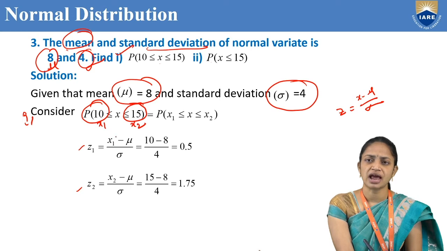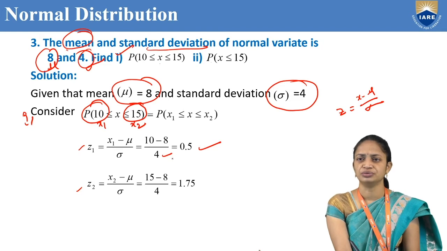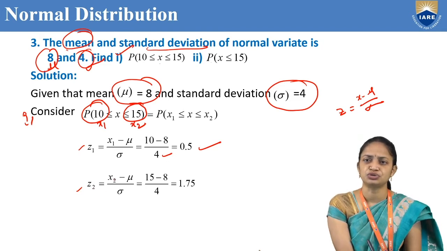So the x1 value is 10 minus mu, which is 8, divided by sigma, which is 4. After simplification we will get 0.5, a positive value. Like that, z2 equal to x2 minus mu by sigma. So what is the x2 value? Here the x2 value is 15.